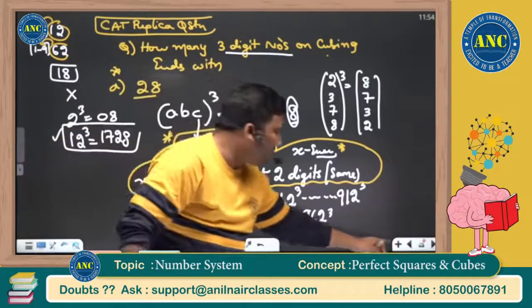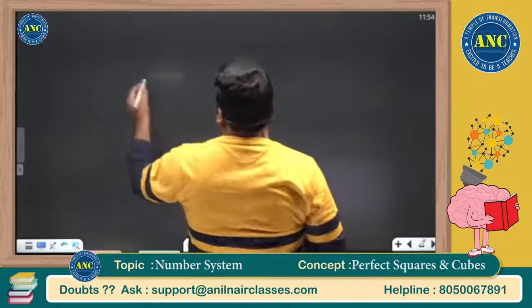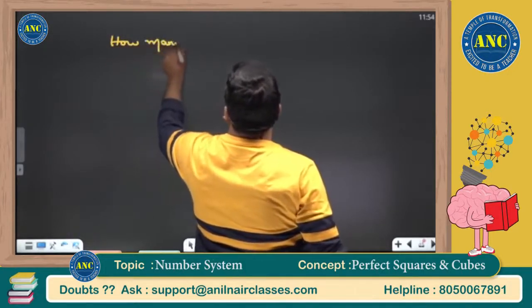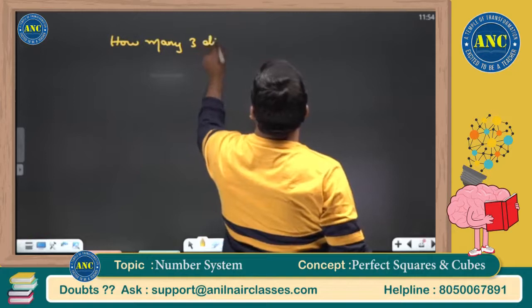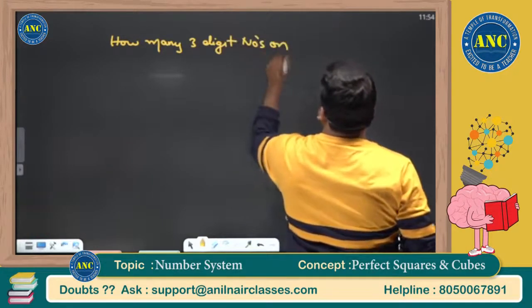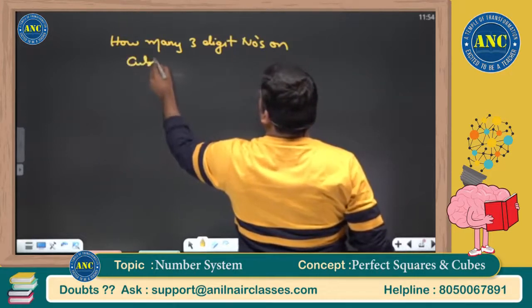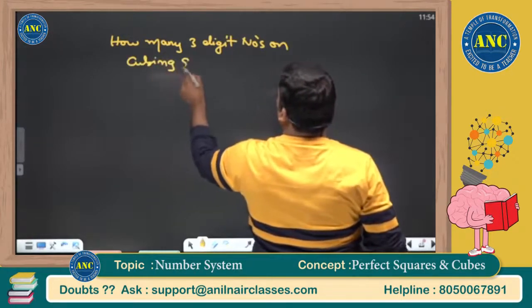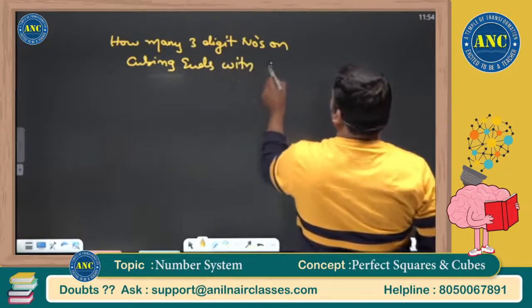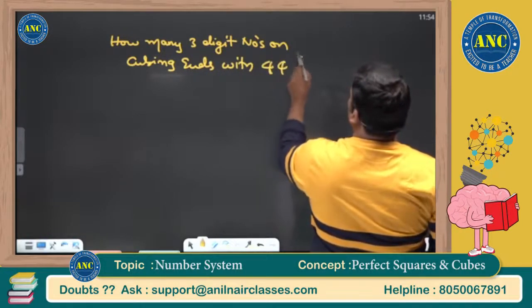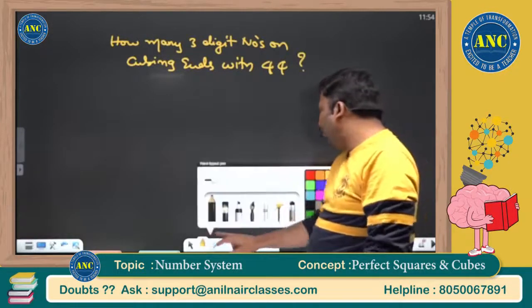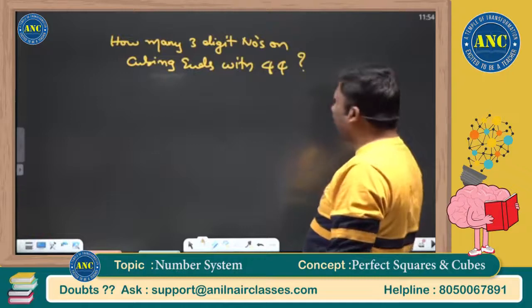Now, next one. Karthik, just 2 minutes. One more question, then we will do. How many three-digit numbers on cubing end with 44? One more problem we will solve so that the concept will be very easy for you. How many three-digit numbers on cubing end with 44? It is ending with 44.